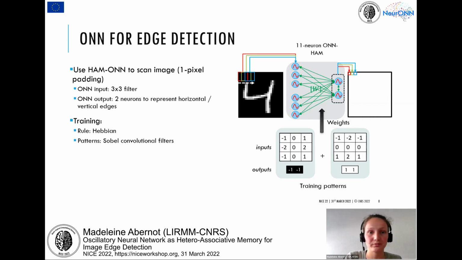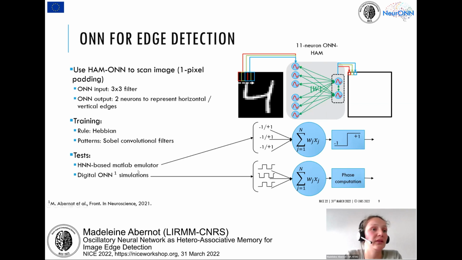In this work, we have tested different systems. First, we made some tests using a MATLAB emulator with an HNN, considering neurons as pins and a sign activation function. Then we did some additional tests using a digital ONN design. If you want more details, there is a paper about this design.